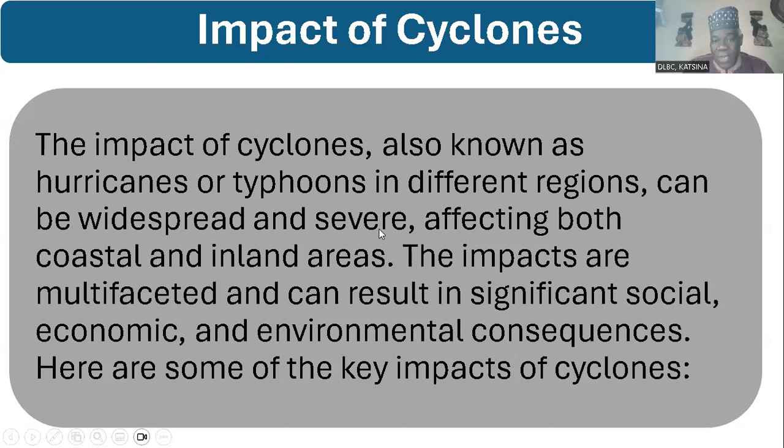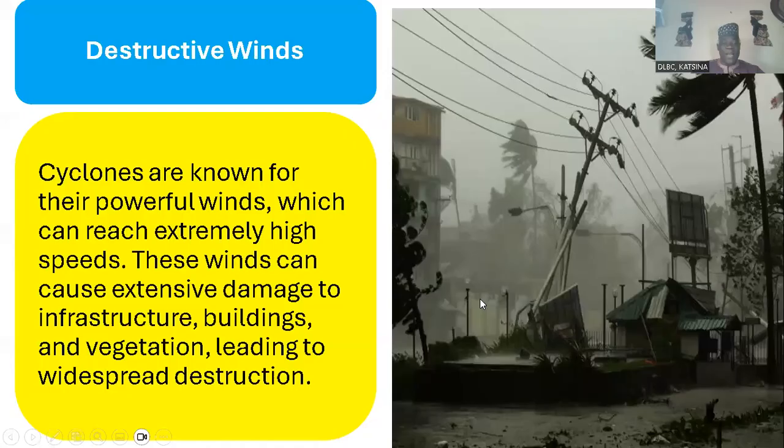Now, impacts of cyclones. The impact of cyclones, also known as hurricanes or typhoons, in different regions can be widespread and severe, affecting both coastal and inland areas. The impacts are multifaceted and can result in significant social, economic, and environmental consequences. Here are some of the key impacts.